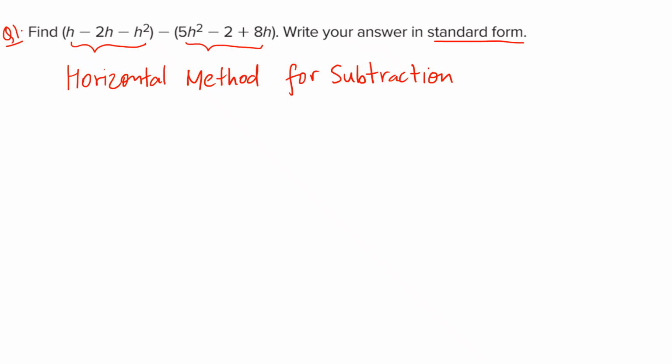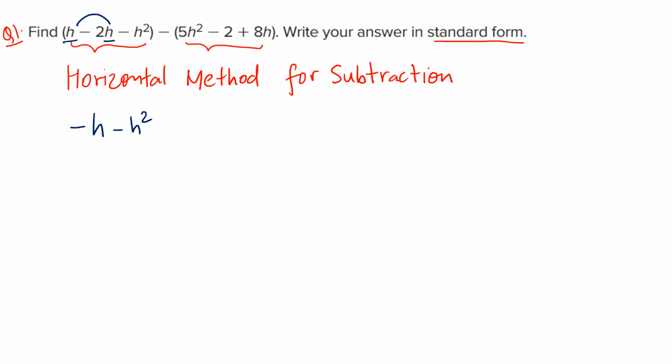That's very important. So let's start this question by combining like terms for the first polynomial. Now h and minus 2h, these are like terms because they have the same variable h here. So just subtract. It's like 1h minus 2h, so it's going to give you minus h, and then the second term is minus h squared. Now I'm not putting the brackets because I'm trying to open the brackets and then combine my terms.